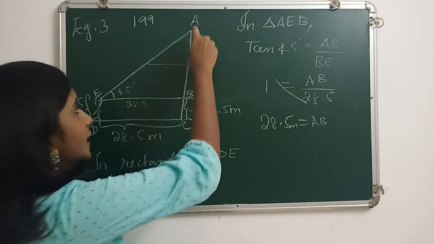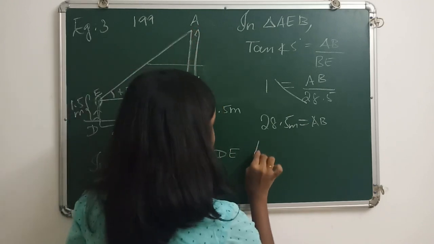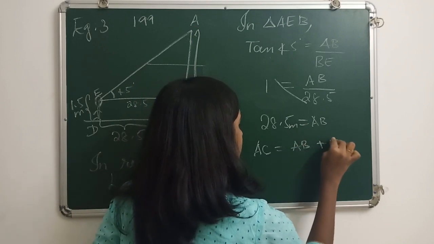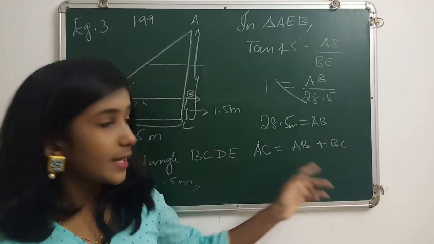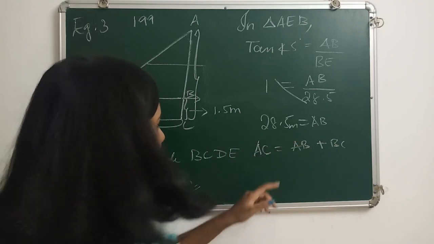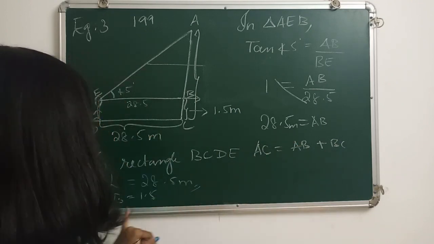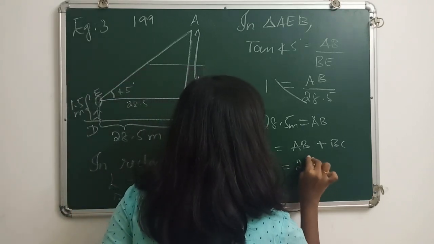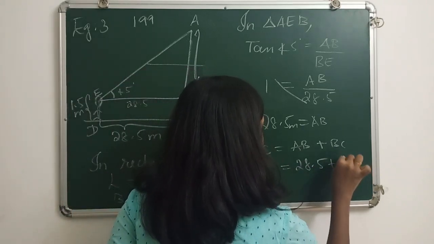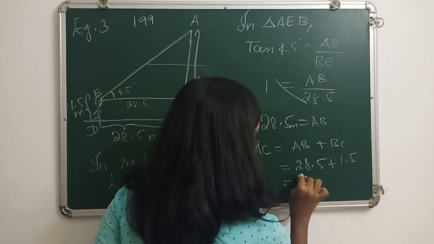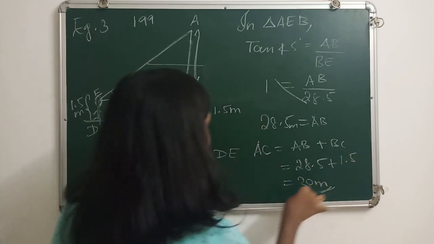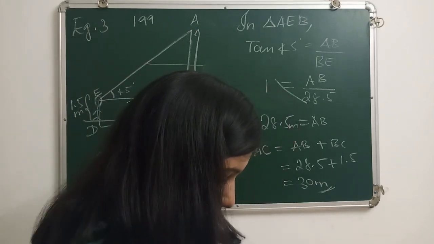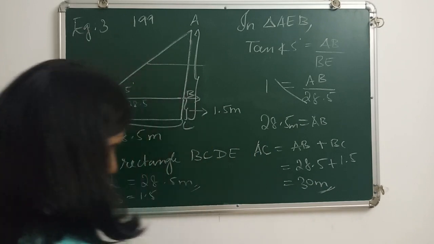Now to calculate the value of AC, we know that AC is equal to AB plus BC. Now AB is 28.5 meter as we have found, and BC is 1.5 meter, which we already know. So AC is equal to 28.5 plus 1.5, which is equal to 30 meters. Now the height of the chimney is 30 meters. And that's it. Next we can get into example 4.